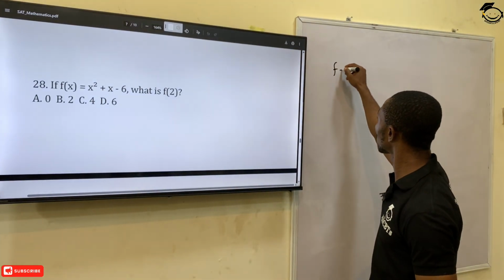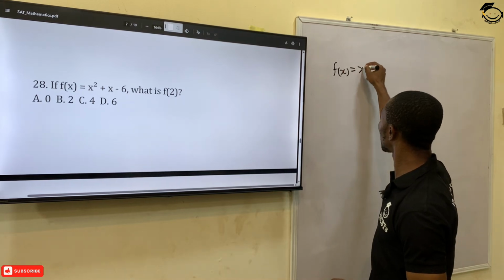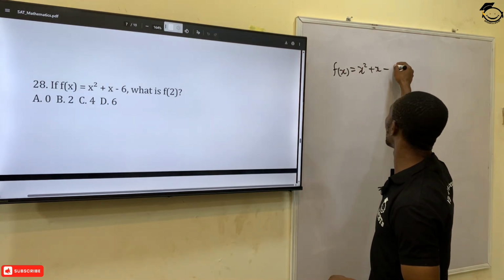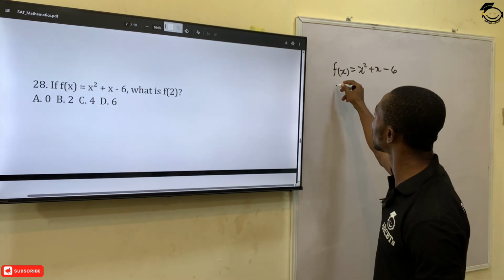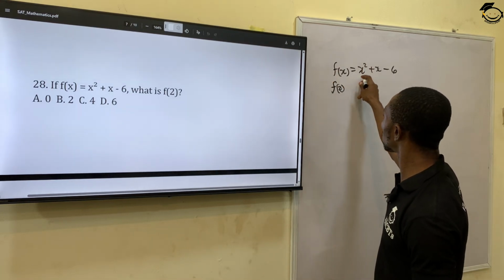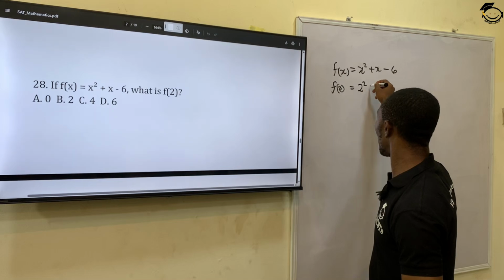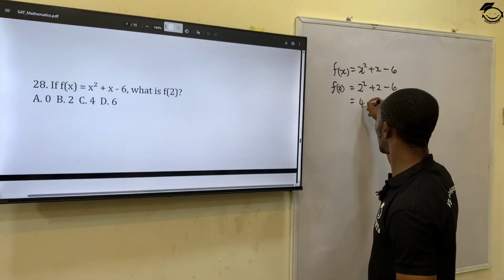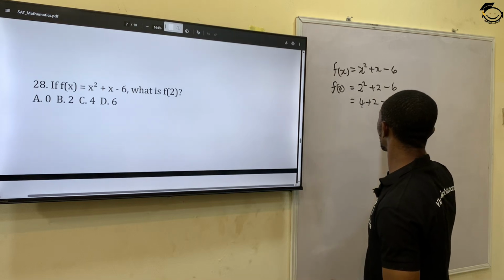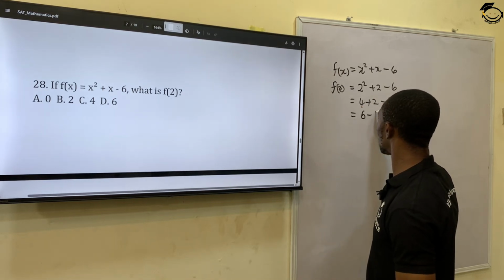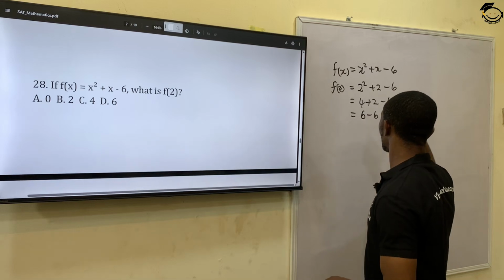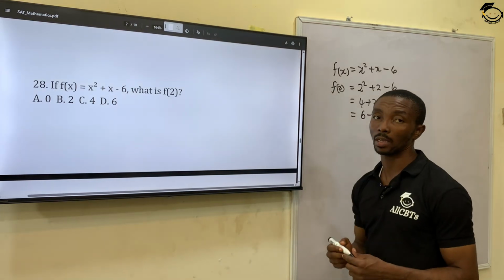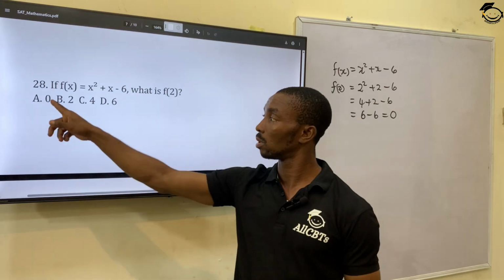If f(x) equals x squared plus x minus 6, what is f(2)? So when x is 2, it will become 2 squared plus 2 minus 6. That gives us 4 plus 2 minus 6. That gives us 6 minus 6, which equals 0. So our answer will be 0, which is option A.